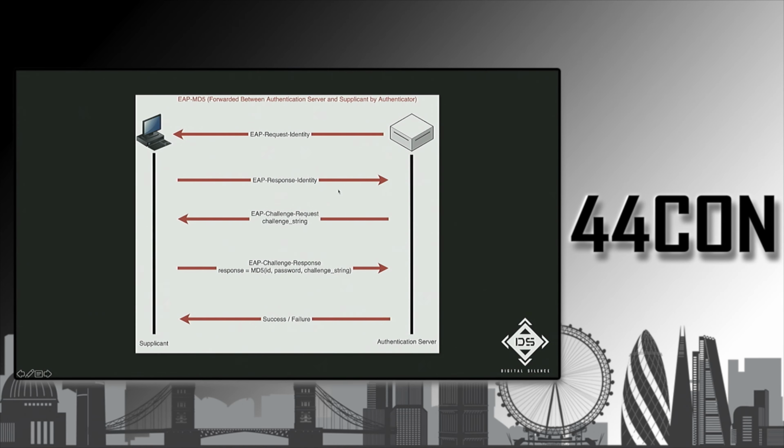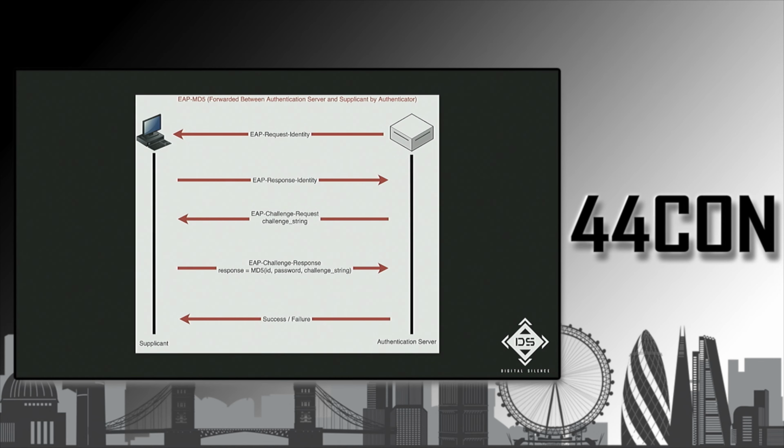So the way EAP-MD5 works, it's going to start out with an EAP request identity frame coming from the authentication server. It's asking the supplicant to provide its username. The supplicant's then going to respond with an EAP response identity, where it's going to provide that username. The authentication server is then going to do something interesting. It's going to generate a random string of characters, and send this random string of characters to the supplicant as an EAP challenge request.